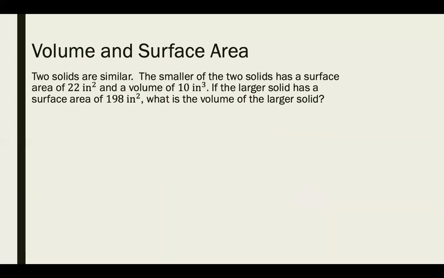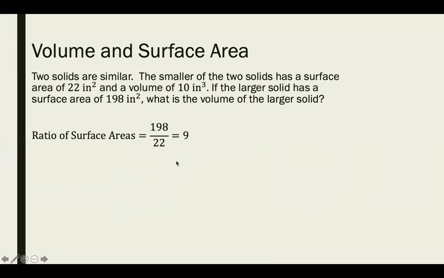All right, one more question. We got two similar solids. The smaller of the two solids has a surface area of 22 inches squared and a volume of 10 inches cubed. And the larger solid has a surface area of 198 inches squared. We're going to find the volume of the larger solid. Okay, so we know the surface area of both. So let's find the ratio of the surface areas. Divide those values and we get 9.